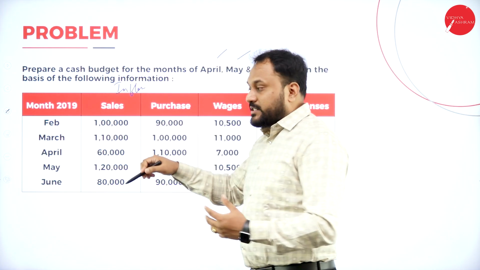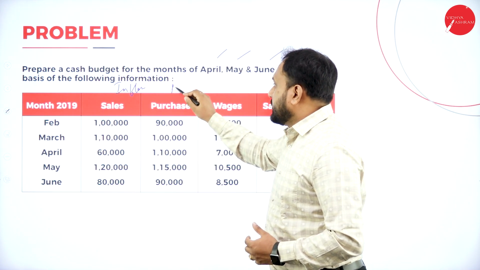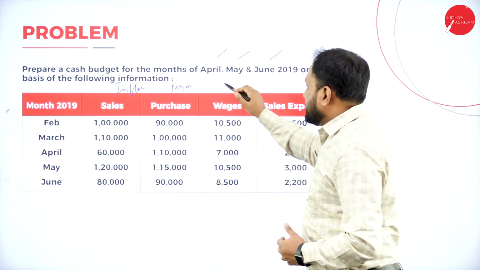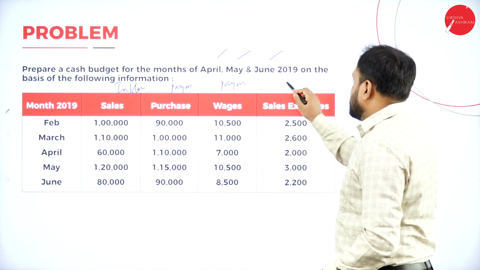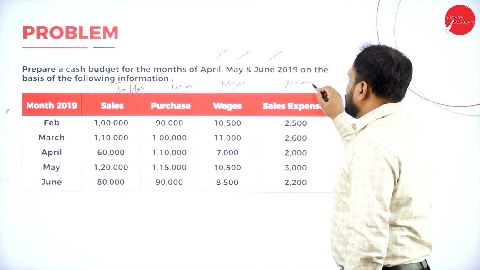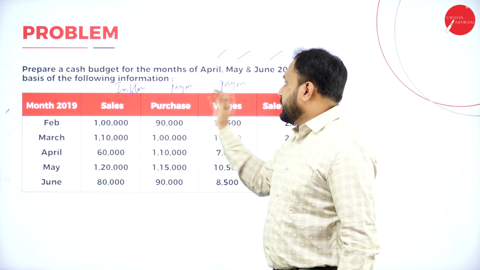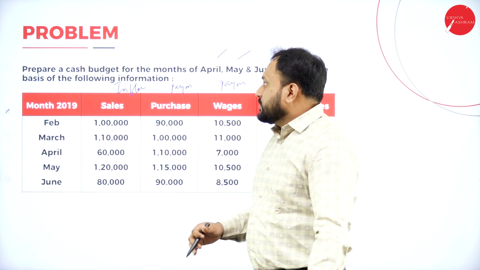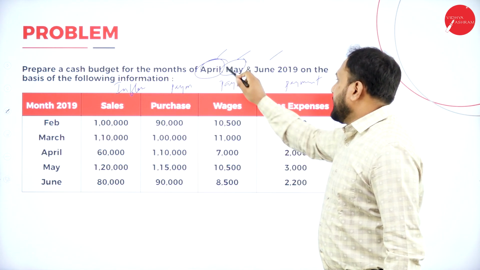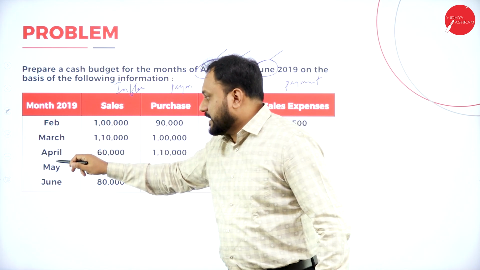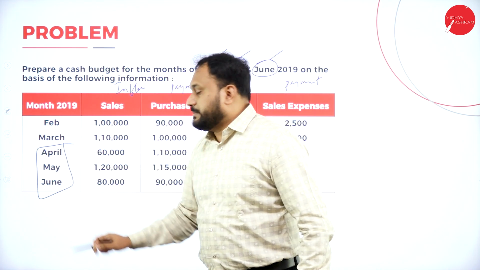Done. Receipts. Purchases, payment. Wages, payment. Sales expenses. Expenses is also what? Payment. So you have only one inflow and all three others are outflows. So prepare a cash budget is what they have said, and that is for April, May, June. That means they have given Feb, March, but you are supposed to prepare for April, May, June.